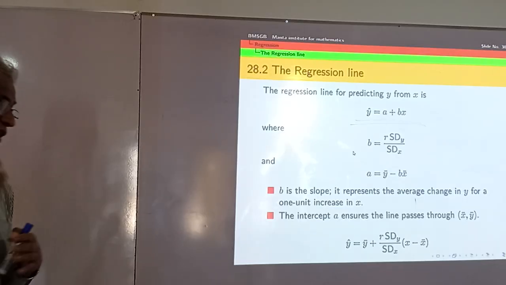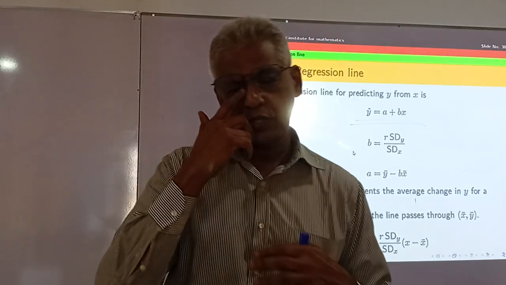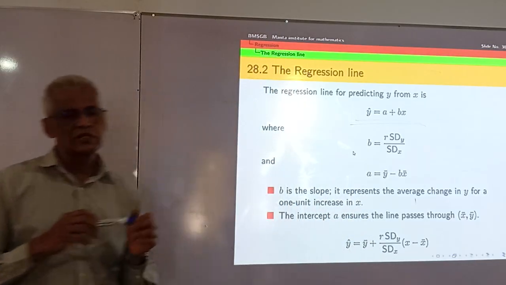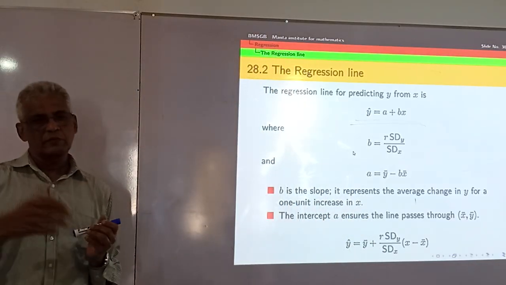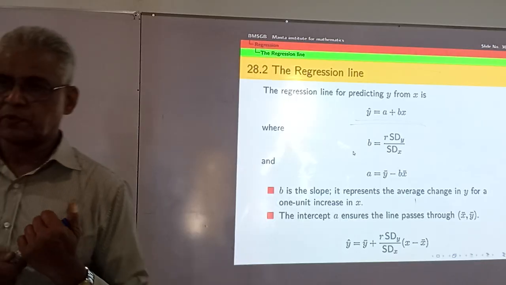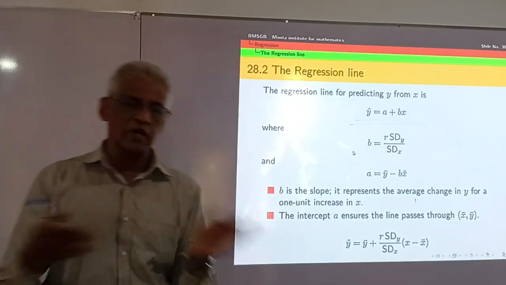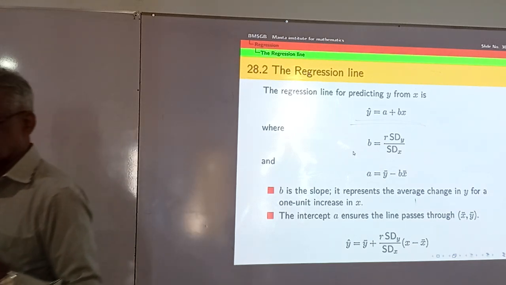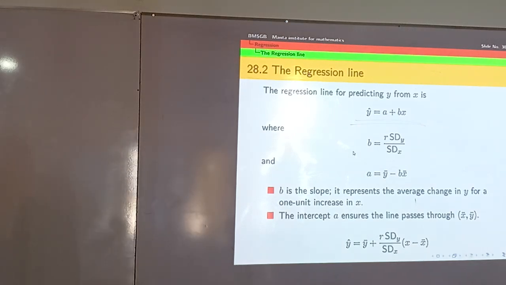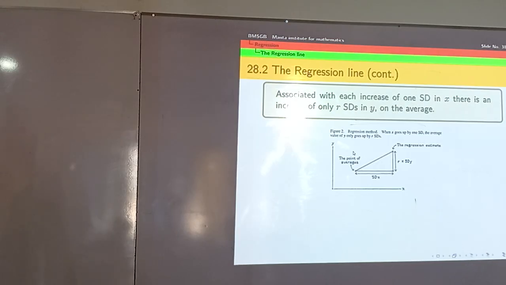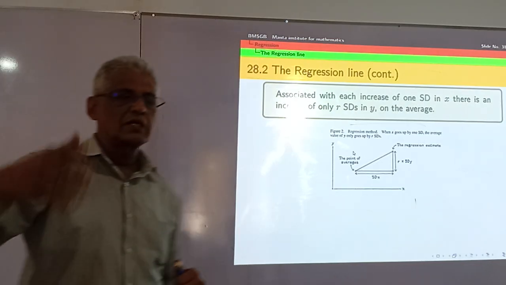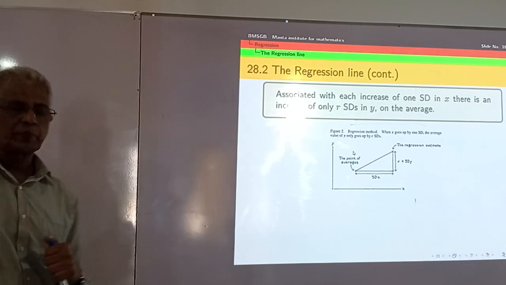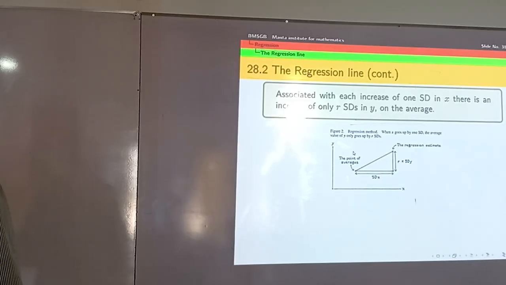But as far as the correlation is concerned, if you are just interested in finding the correlation, it doesn't matter which variable is independent or which is explanatory, because the correlation between x and y is the same as the correlation between y and x. It doesn't matter which one is y and which one is x. But in regression, it's important.